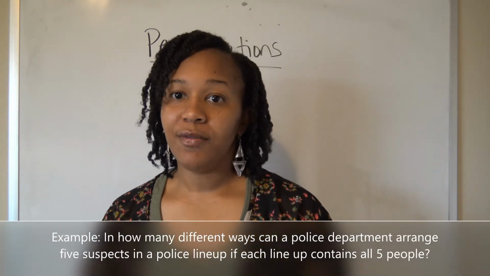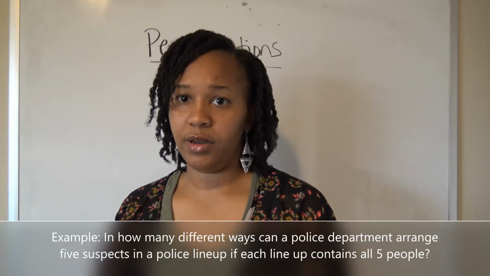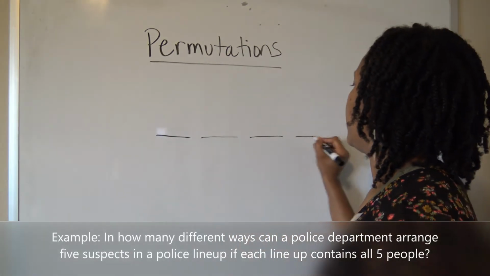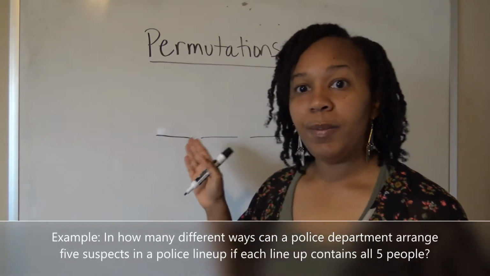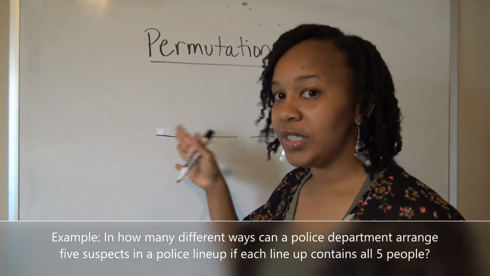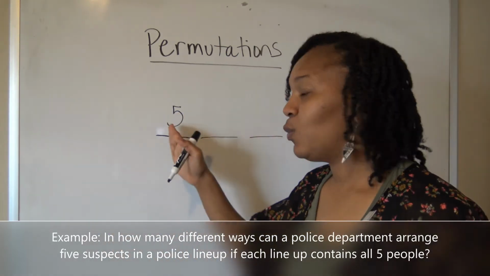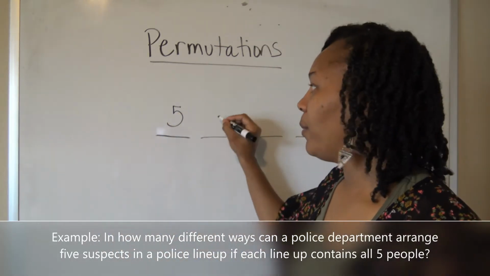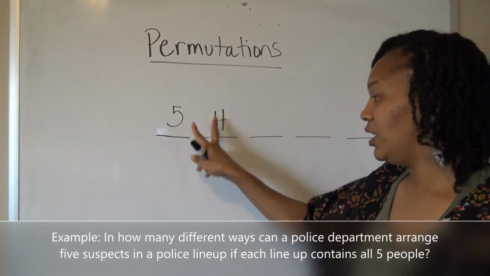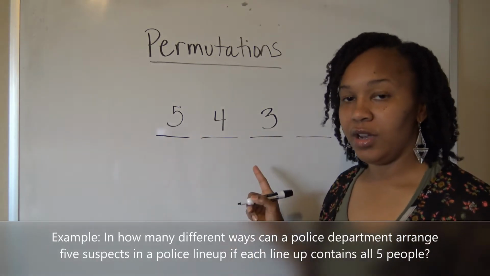So if we think about the fundamental counting principle, what we talked about in the last video, basically we have 5 suspects, so there are 5 spots. And then you want to put how many options you have for each spot. So there are 5 people. I have 5 different choices I can put in this first spot. So that would be 5. And then if I use one of those people, now I have 4 people left that I can put in the second spot. And then if those 2 people are gone, now I have 3 suspects left that I can put in that third spot.